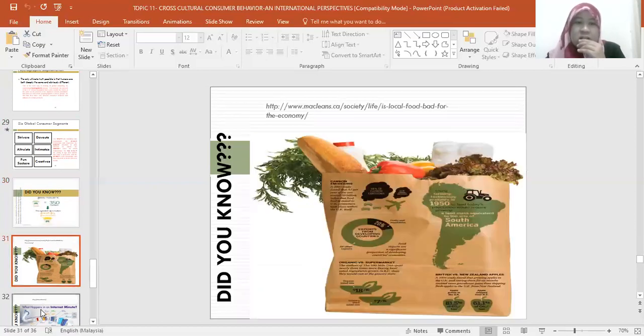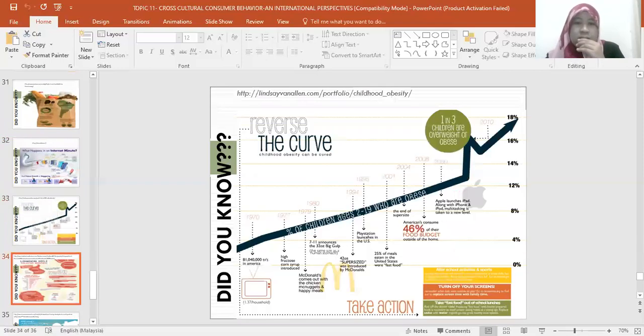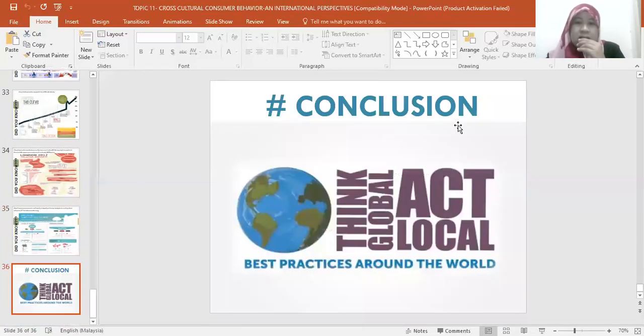So the rest you can see, what might be important is in the conclusion. Think global, act local.